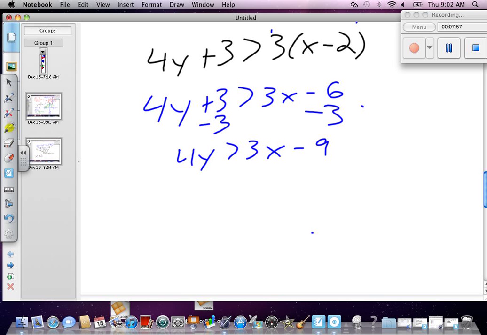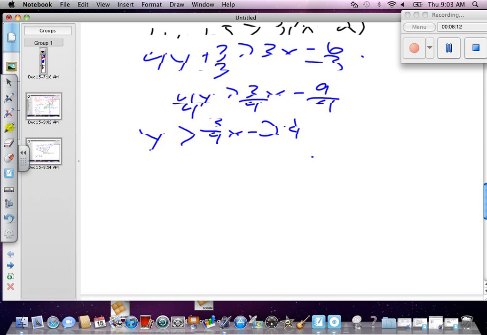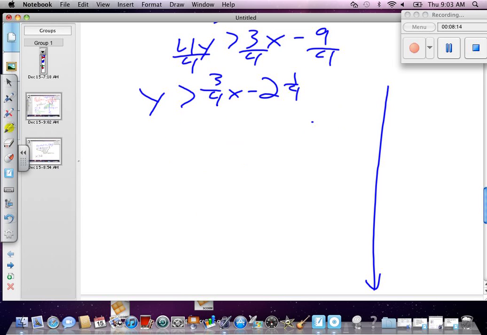Divide by 4. Make sure you're dividing everything. And y is greater than 3/4 x minus 2 1/4. That 2 1/4 I'm not really excited about, but we can do this. So the first thing I'm going to do is I'm going to make my graph.